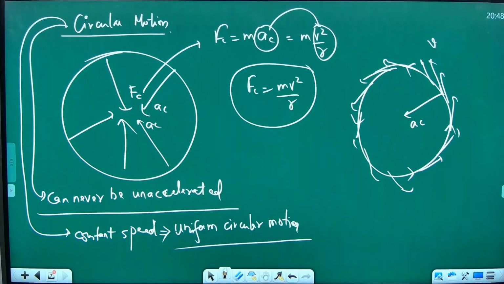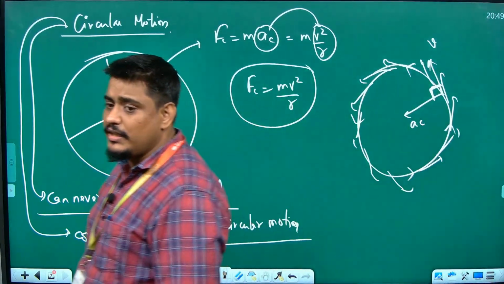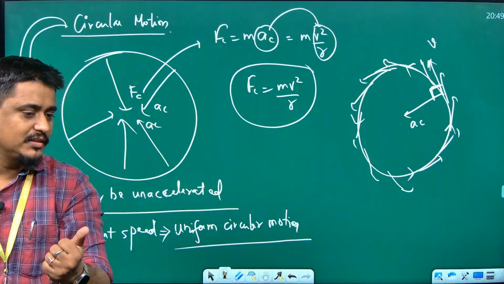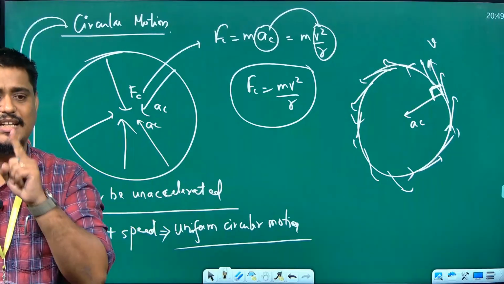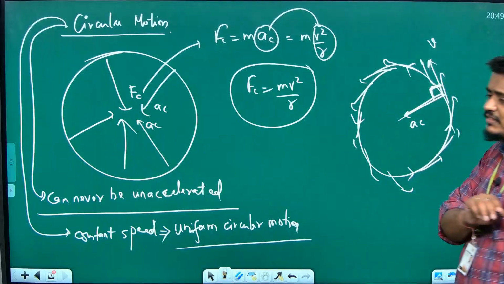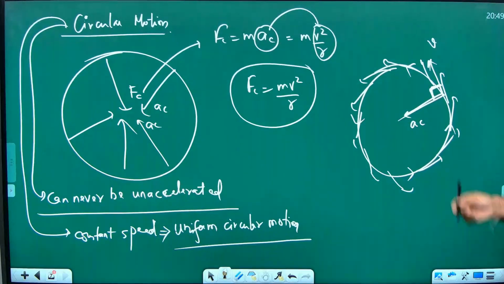Tangential to the circle. A question comes in the school exam: what is the angle between the velocity and the centripetal acceleration? 90 degrees. Always remember that if an object is moving in circular motion, the angle between its velocity and acceleration is 90 degrees. If they ask what is the angle between velocity and radius? 90. Radius and acceleration? 0.